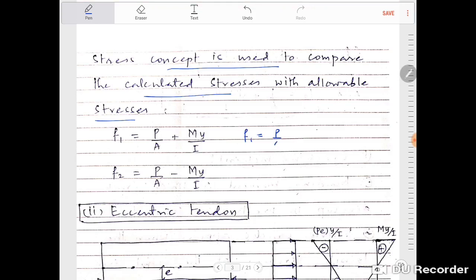P by A, as it is compressive, it will be positive, and the top fiber is in maximum compressive stress as far as bending stresses are concerned. So it will be plus My by I, and the bottom value F2 will be equal to P by A minus My by I, right? So these are the two values of F1.